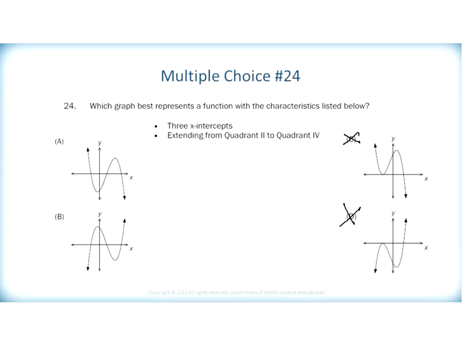We need a graph now extending from quadrant 2 to quadrant 4, and the quadrants are 1, 2, 3, and 4, if you recall. So we have to go from quadrant 2 to quadrant 4. Looks to me like that will be A, as B will go from quadrant 3 to quadrant 1. And just a little side note here, if we have something going from quadrant 2 to quadrant 4, that would be a negative leading coefficient. And going from quadrant 3 to quadrant 1 would be a positive leading coefficient.